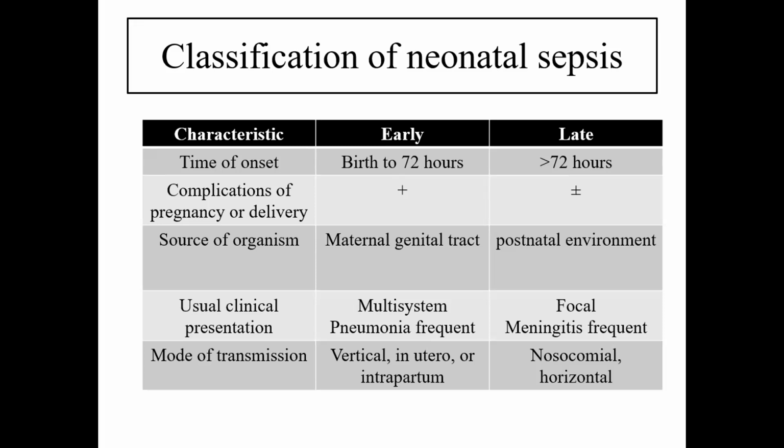Late onset sepsis is usually after 72 hours, and there are some risk factors, like preterm babies being more prone to late onset sepsis. The source of organism is usually the postnatal environment, or our hands, and the hospital environment is the most common source. The usual clinical manifestation is focal, and meningitis is very frequent in late onset sepsis. The mode of transmission is usually horizontal.